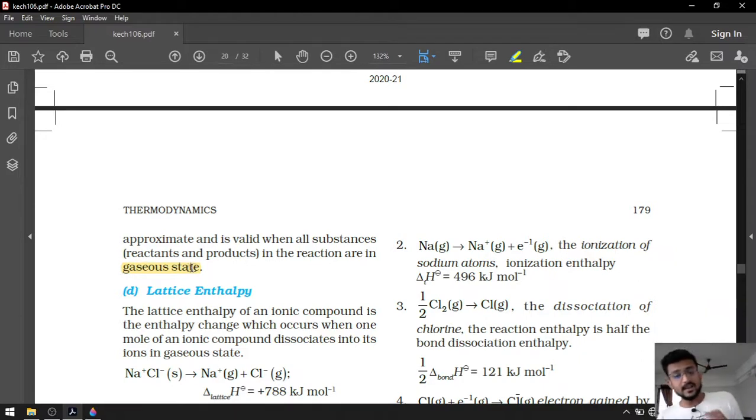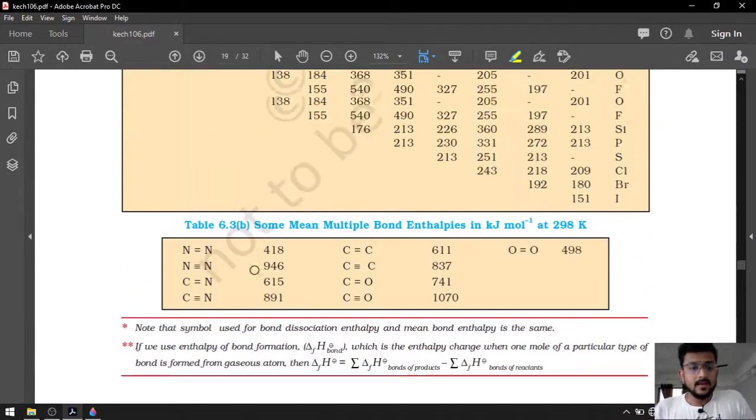The condition has been given. First of all, these values are approximate values. Second thing, the reaction must be carried out in the gaseous phase only. Okay, they have given us two different notes. Look at this.